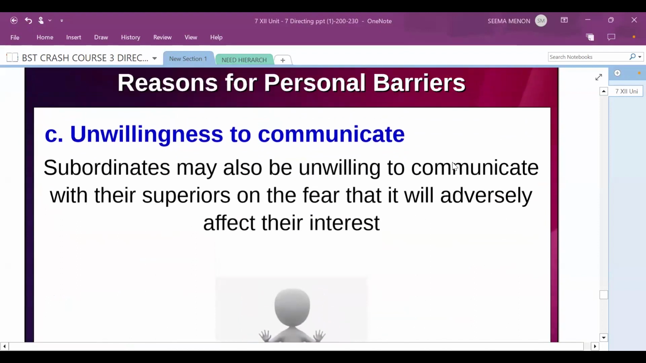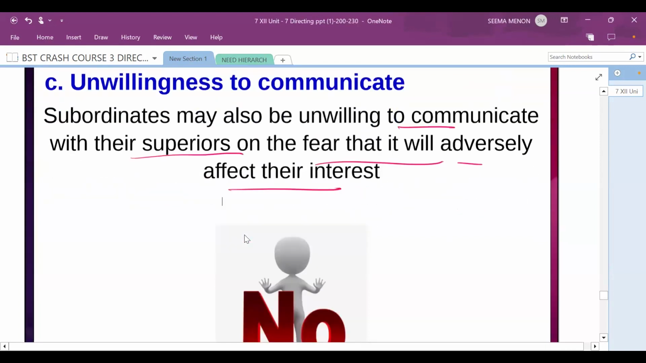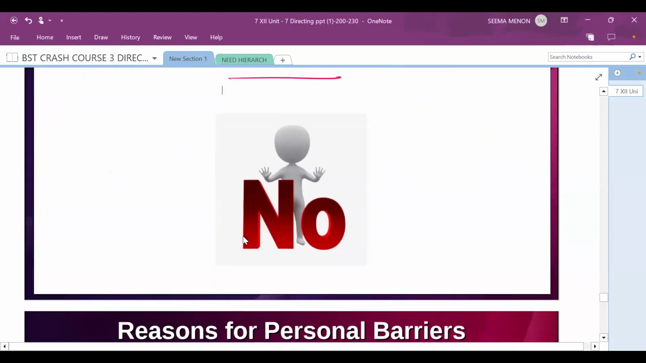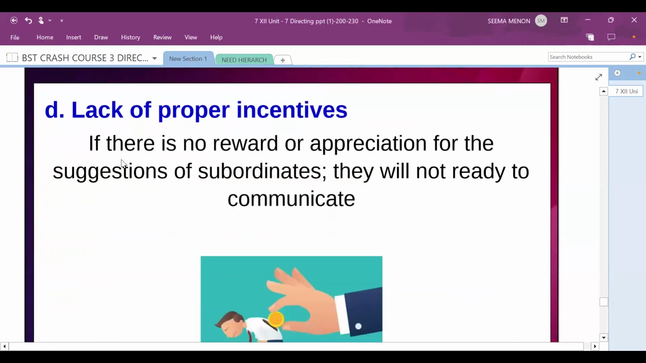Subordinates may also be unwilling, not only the superiors. Superiors may be hiding something. They will not be reporting some information that will be affecting their authority. So in the same way, the subordinate may also be unwilling to communicate with their superiors on the fear that it will adversely affect their interest. So the subordinates also have the same feeling. They feel that my superior will scold me, etc., etc.